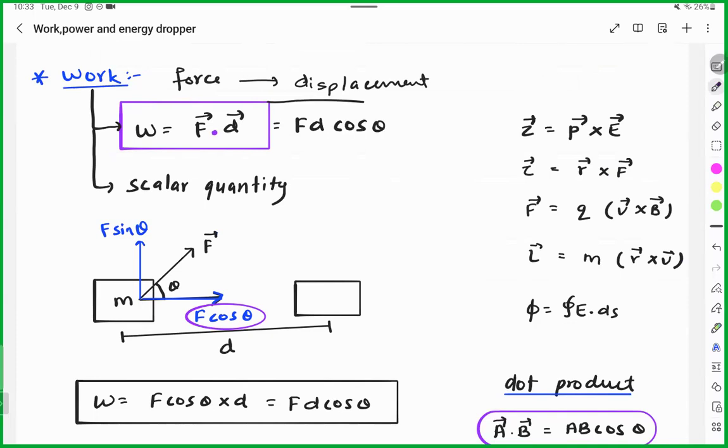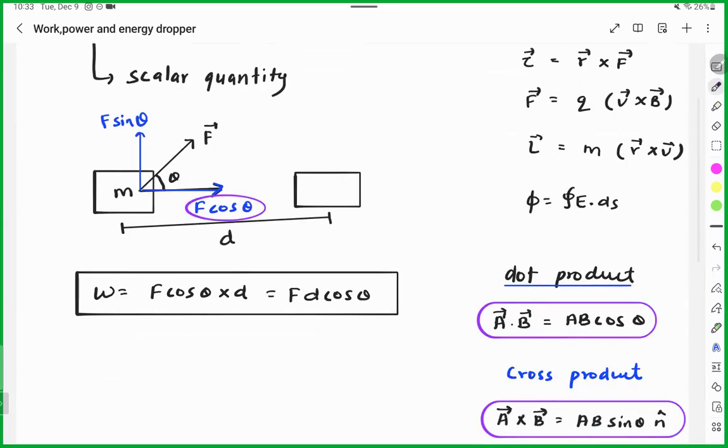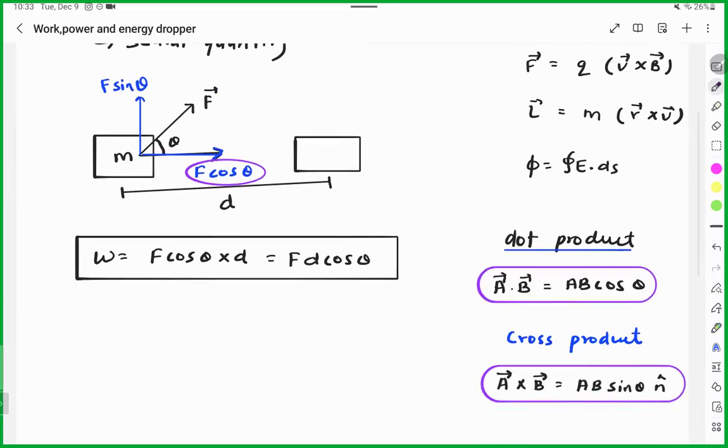But even practically, we can tell that only F cos theta is responsible for displacement. F sin theta is not responsible for displacement, so F sin theta will not cause any work done. Trust me, for numerical purposes, more than cos theta, sin theta will work for you. Understood? Any doubt? No, sir.